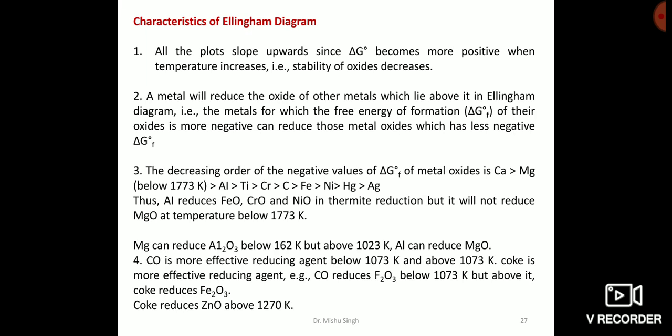Metals for which the free energy of formation of their oxides is more negative can reduce those metals for which the free energy of formation of their respective oxides is less negative. In other words, at any given temperature, any element will reduce the oxides of other metals which lie above it in the Ellingham diagram, because the free energy change for the combined redox reaction will be negative by an amount equal to the difference between the free energy of formation of the two oxides at that temperature. Further, the greater the difference, the easier is the reduction.